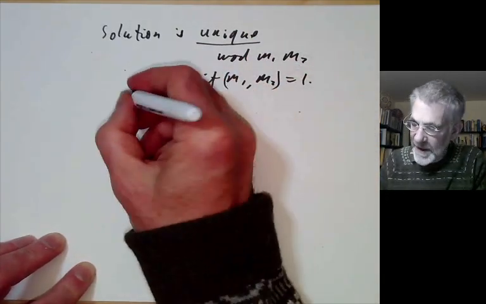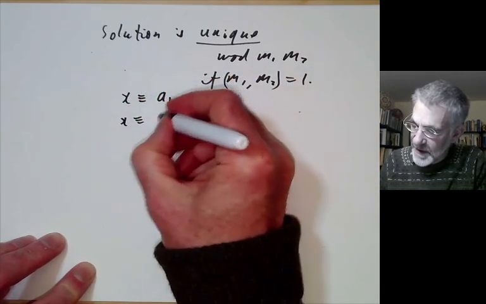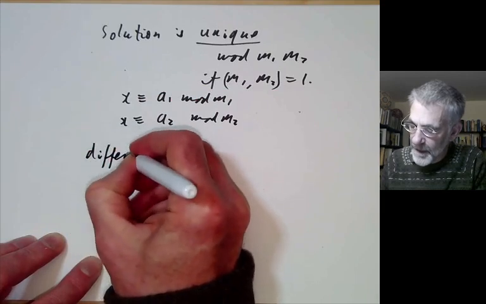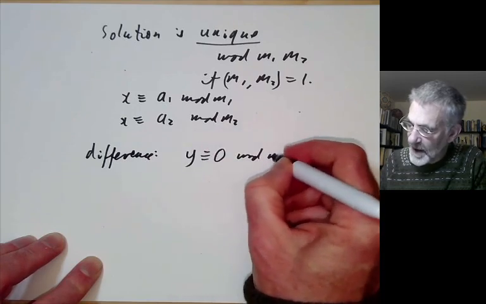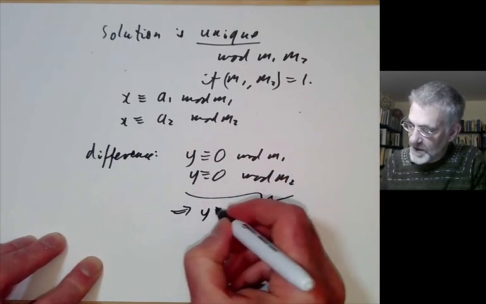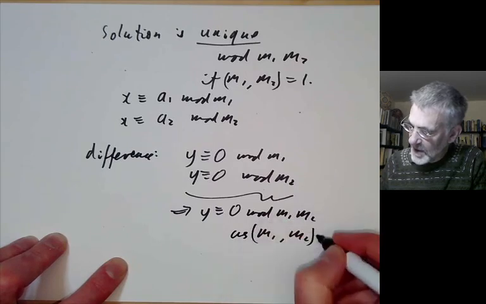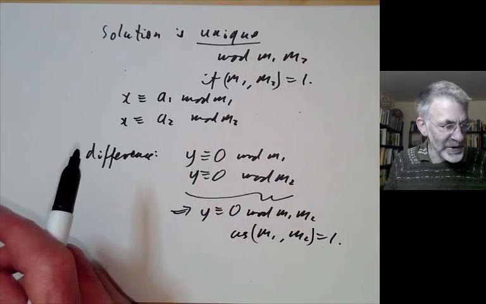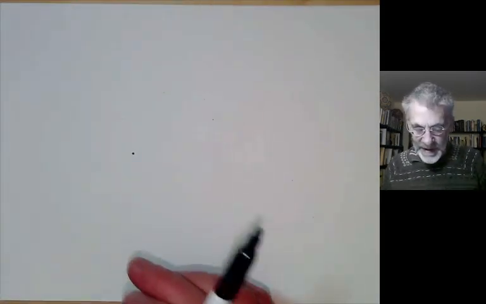That's because we're saying x is congruent to a1 modulo m1 and x is congruent to a2 modulo m2, and if we've got two different x's, the difference of two solutions satisfies, let's write y for the difference, y is congruent to 0 modulo m1, y is congruent to 0 modulo m2, and these two imply y is congruent to 0 modulo m1 m2 because m1 and m2 are coprime. So as long as m1 and m2 are coprime, there's a unique solution modulo m1 m2 of these two equations here.